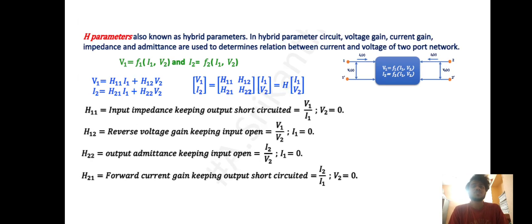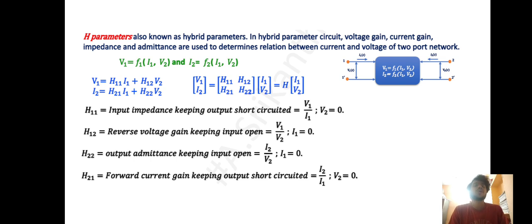H parameters, also known as hybrid parameters. In hybrid parameters, circuit voltage gain, current gain, impedance and admittance are used to determine the relation between current and voltage of a two-port network. V1 equals F1 of I1 comma V2, and I2 equals F2 of I1 comma V2.